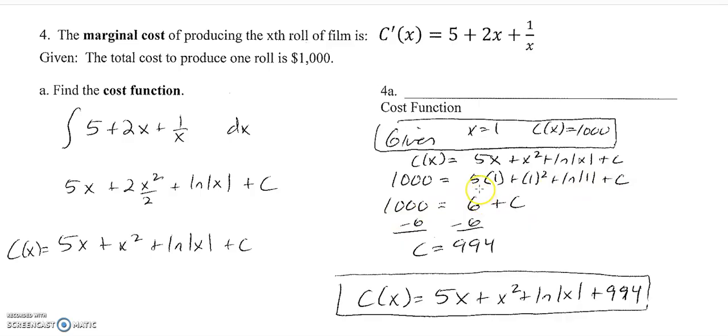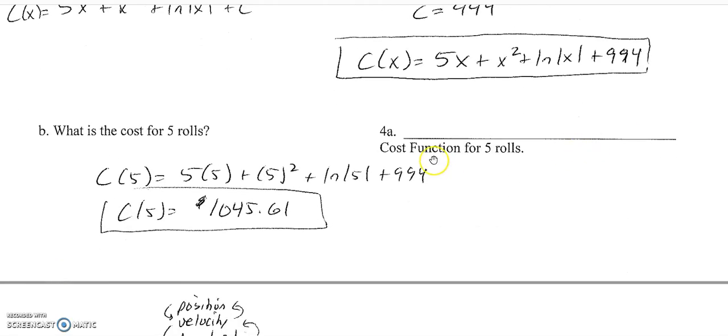1,000 equals, when you take 5 times 1, that's 5. 5 plus 1 is 6. Ln of 1 is 0. So we end up with 6 plus c. And then to get c by itself, we're going to subtract 6. So c equals 994. So therefore our cost is 5x plus x squared plus ln absolute value of x plus 994.